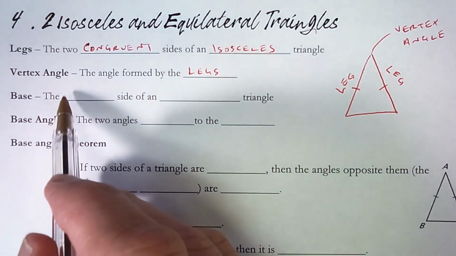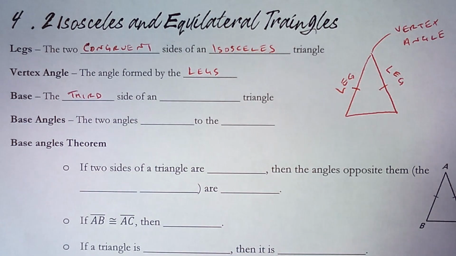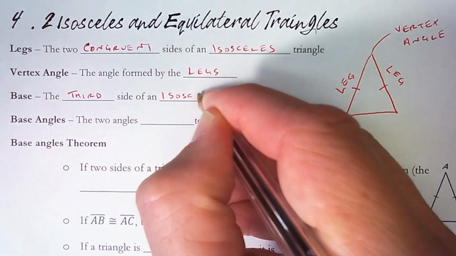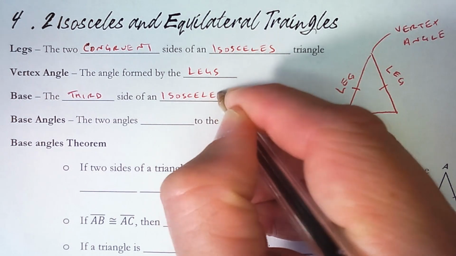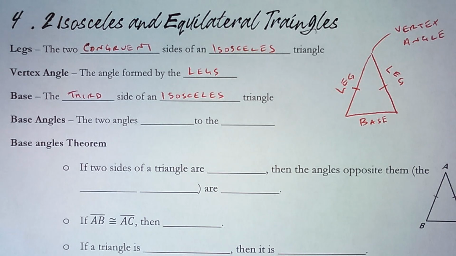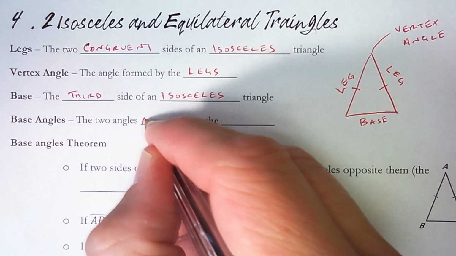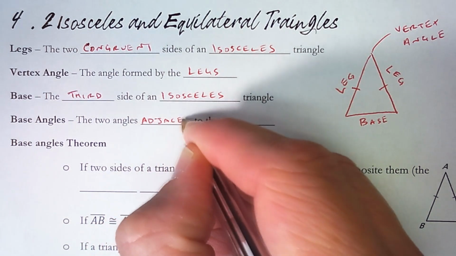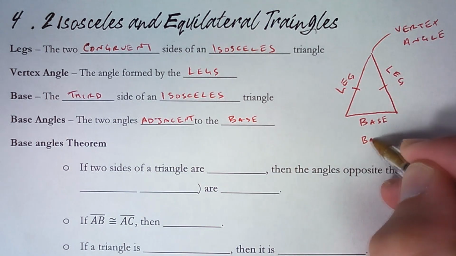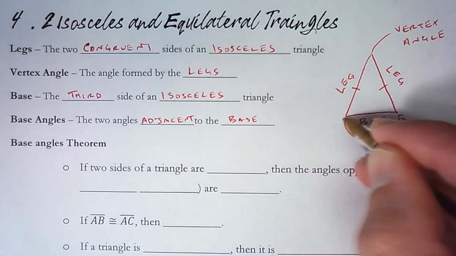Okay, next we have the base. That is the third side. So we've already talked about the two that are legs. The third side is called the base. The third side of an isosceles triangle is called the base. So here is the base. The base angles are the two angles adjacent to the base. Okay, so along the base we have two base angles, right here and right here.